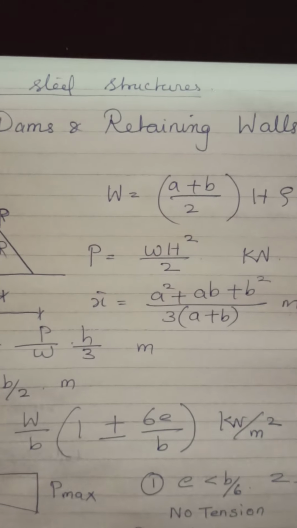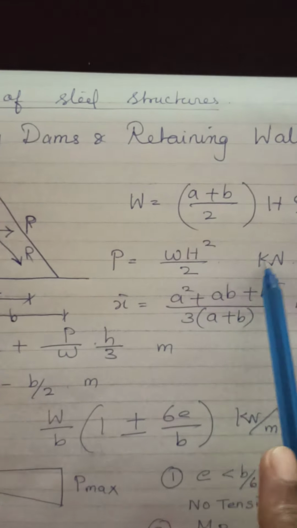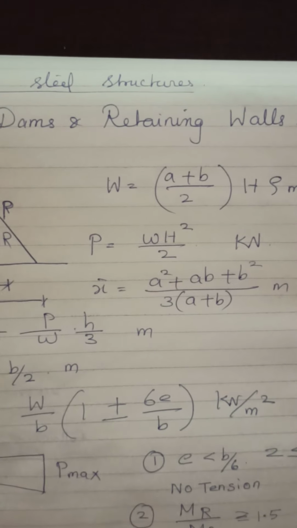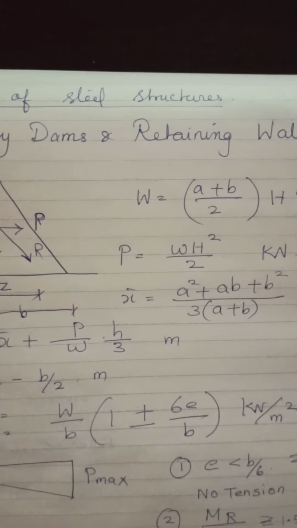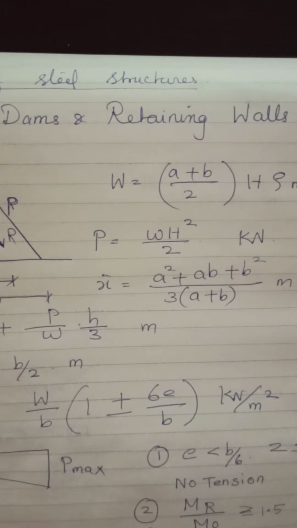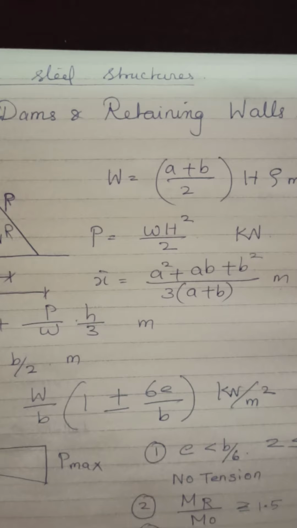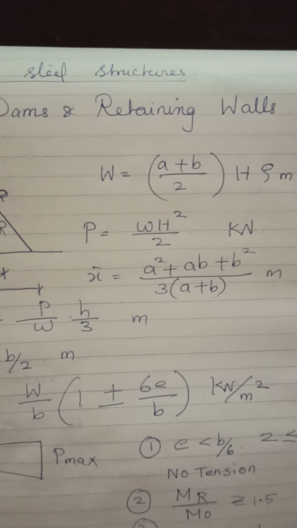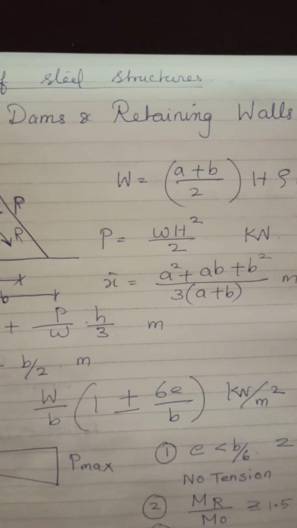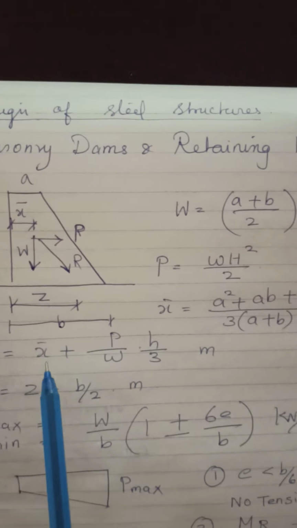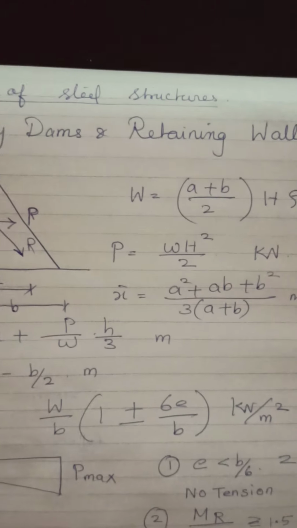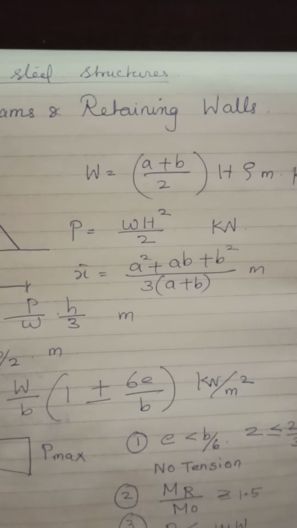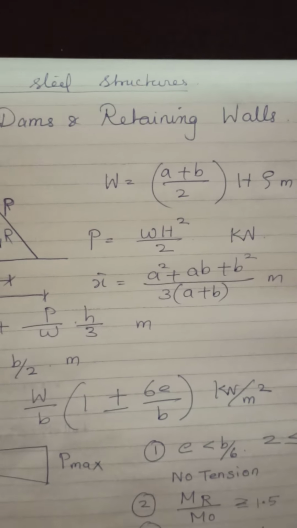So the self weight of the dam is given by the formula (A plus B) divided by 2 into H into unit weight of masonry. A is the top width, B is the bottom width, and H is the height of the dam, and rho m is the unit weight of the masonry, usually 23 kilonewton per meter cube or 24 kilonewton per meter cube. P is the water pressure, the horizontal force, and it is given as w H square by 2, and both these forces are in unit kilonewton per meter length of the dam.